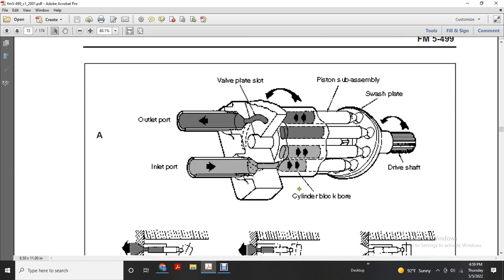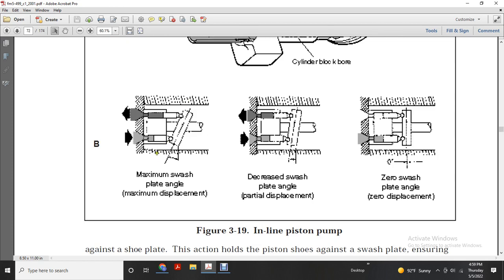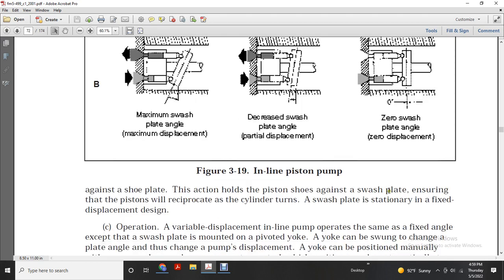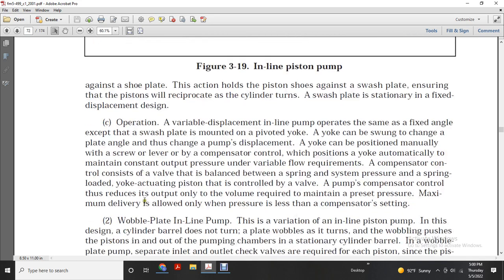Alright, this shows the inlet port, cylindrical bore, piston subassembly, swash plate, and drive shaft, and an outlet port. Maximum swash plate angle gives maximum displacement, decreased swash plate angle gives partial displacement, and zero swash plate angle gives zero displacement. The shoe plate holds the piston shoes against the swash plate, ensuring the pistons reciprocate with the cylinder in the stationary swash plate, fixed displacement design.